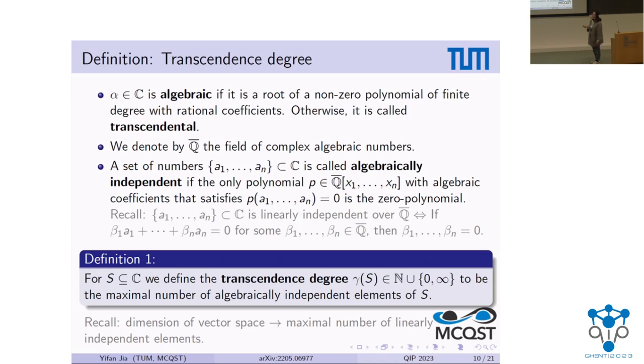So this is really something very similar to the dimension of a vector space that we know before, because the dimension refers to the maximum number of linearly independent elements. And here we just substitute these linearly independent elements by algebraically independent elements. So this really tells me, okay, at most how many entries are independent, or algebraically independent.